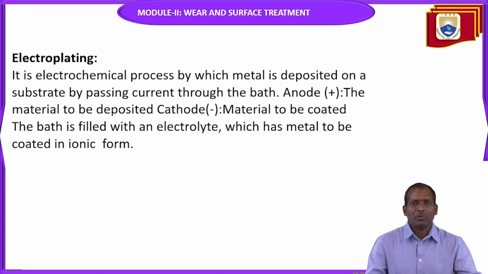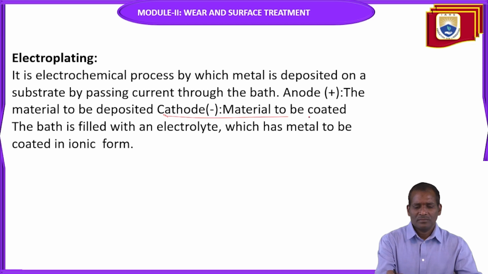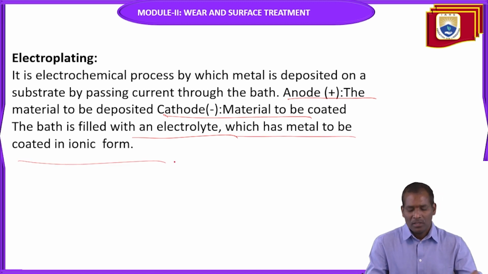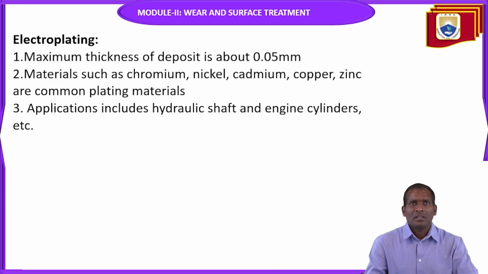The anode is positive and the cathode is negative. The anode is the material to be deposited, and the cathode is the material to be coated. The bath is filled with an electrolyte, which has the metal to be coated in an ionic form. I will show you the diagram in the next slide. Electroplating. We are discussing electroplating, the continuation.